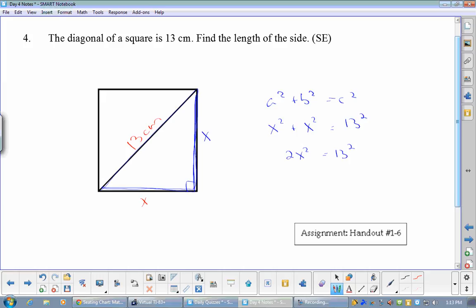Now, how would you go and solve this? What would you do next? Let's do some algebra. Yes. Yeah, divide both sides by 2. 13 squared by 2. And that's gone. Now we have x squared equals 13 squared over 2. Now how do we solve for x?